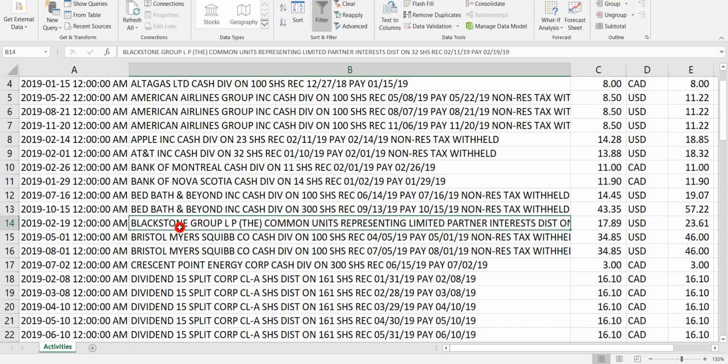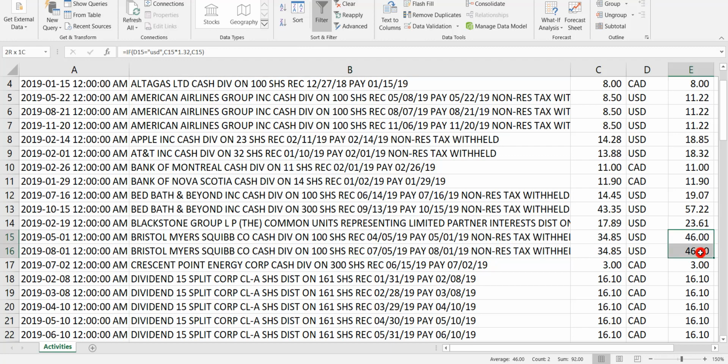Blackstone was a swing trade and a dividend play because it paid really good dividends. I ended up selling it for a small profit, but in the meantime, I collected $23 of dividends. Bristol Myers was a covered call trade, so I did not go into it for the dividends, I went in for the call premiums collected. But at the same time, I got $46 of dividends while holding on to the stock for the covered call trade. Crescent Point Energy was a covered call trade. I had 300 shares, got $3 out of it.